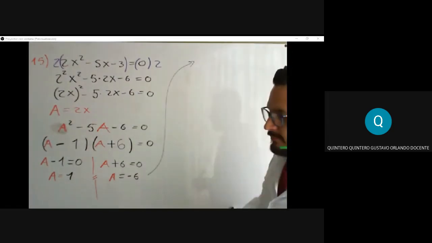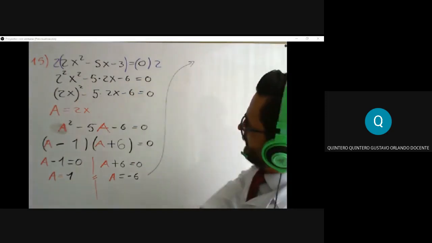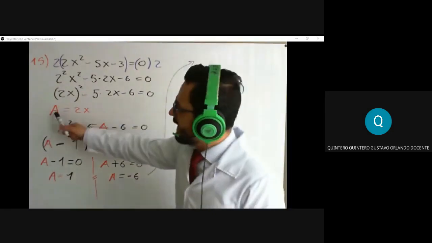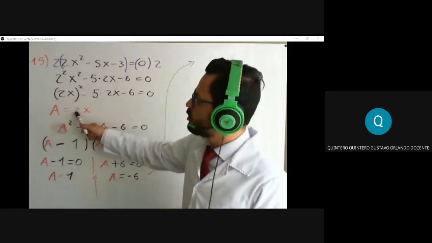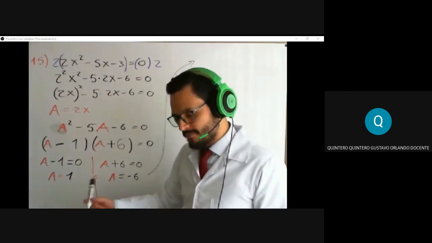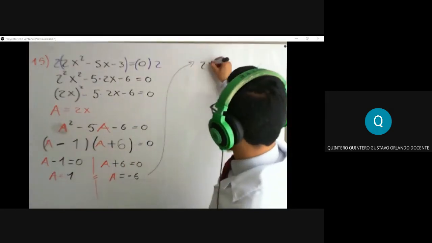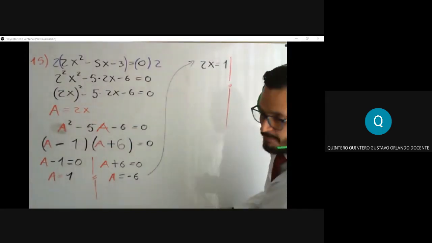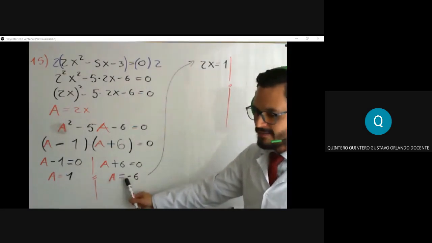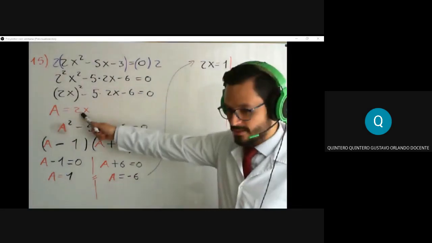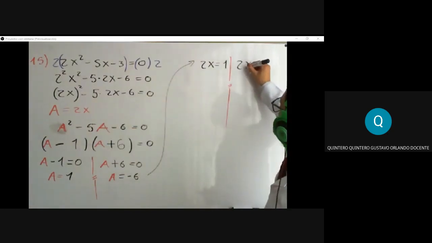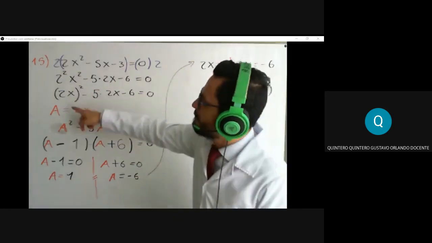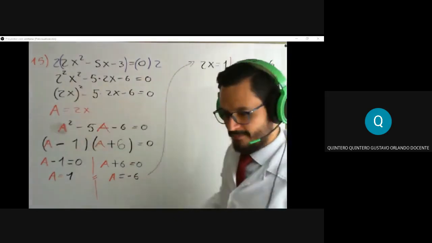Taking back the variable, the change in the variable means that every time you have an A, you're going to change it into 2x. Here, you have an A. So 2x equals 1. That is the first part of the solution. And the second part of the solution is this one over here. A equals -6. But A is 2x. Did you see? So 2x is now equal to -6. We are changing back into the main variable, which was x.